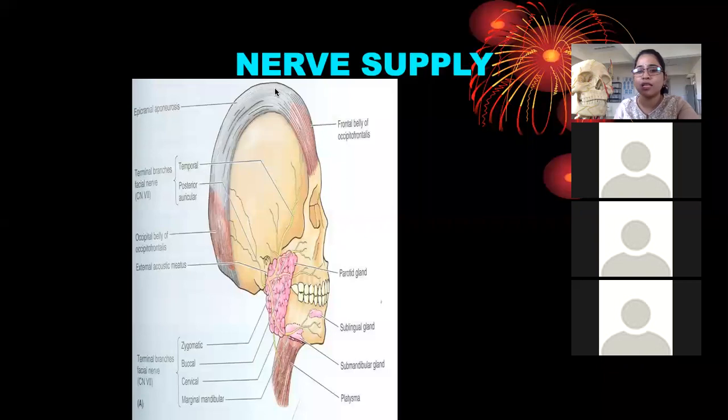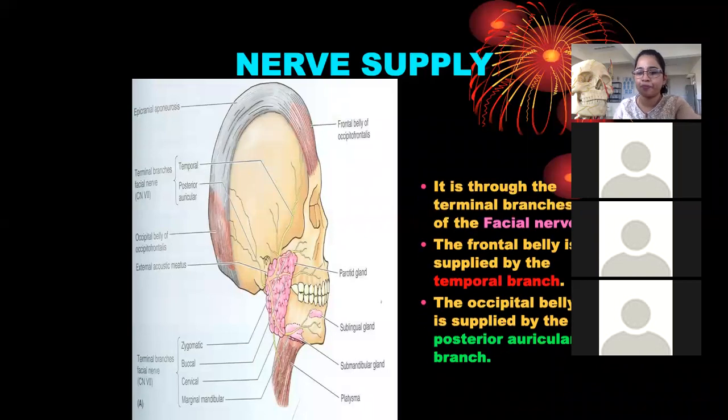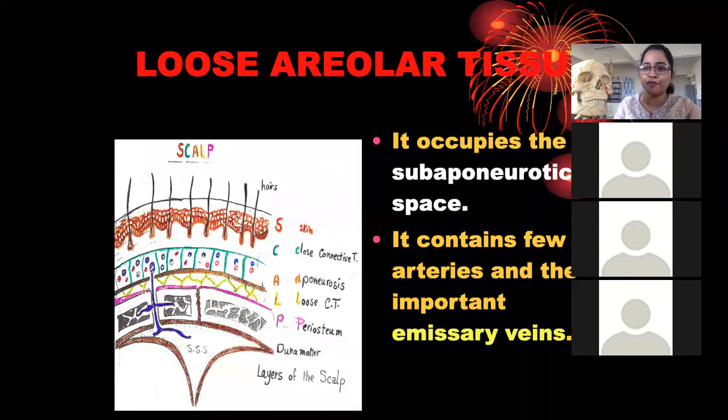Yes, ma'am. Okay. This is the applied aspect of the third layer. Now let us see the fourth layer. The fourth layer is called loose areolar tissue. What is the loose areolar tissue?